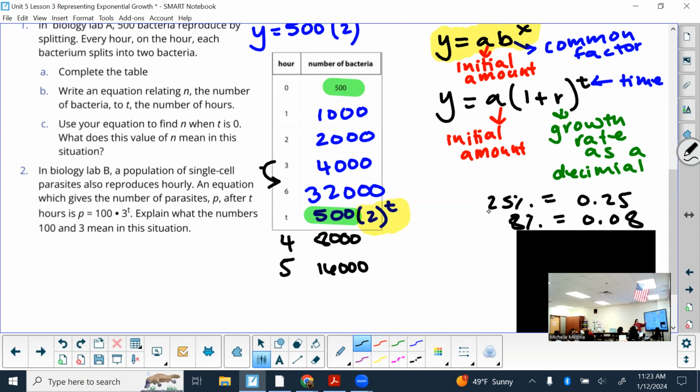In biology lab B, a population of single cell parasites also reproduce hourly. An equation that gives the number of parasites P after t hours is right here. I'll box it up for you. So P equals 100 times 3 to the t power. And we're explaining what the 100 and what the 3 represents. Think about it yourself.